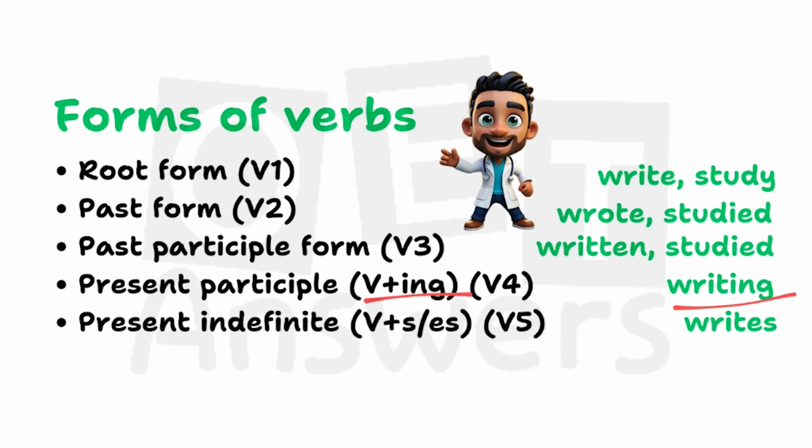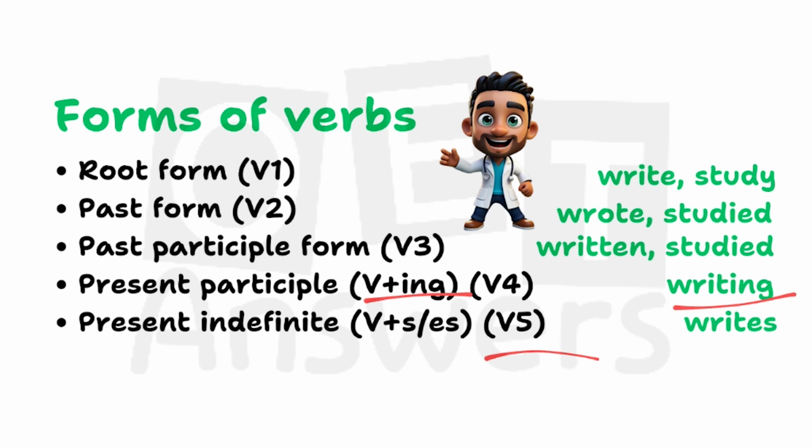Then the final form is the V5 form. So present indefinite. Definite means accurate, exact timing. Indefinite means you don't know the exact timing or exact duration when it happens. Okay, so present indefinite, V plus S or ES. So S and ES will be added. I will teach you that. So this is the V5 form.